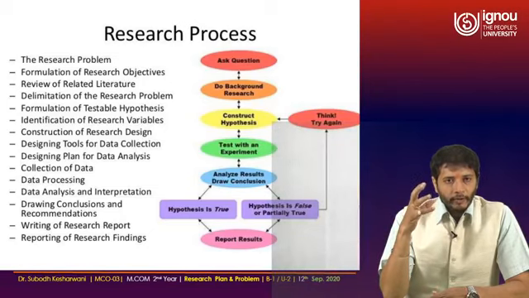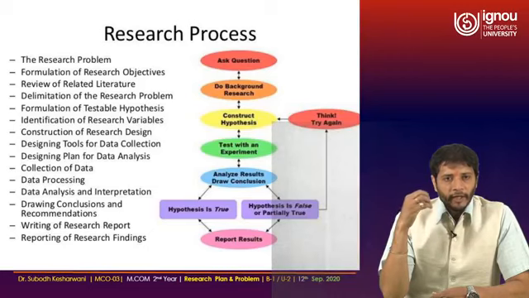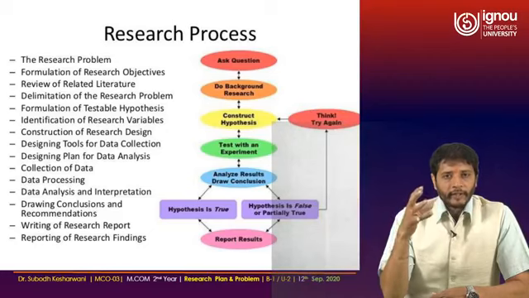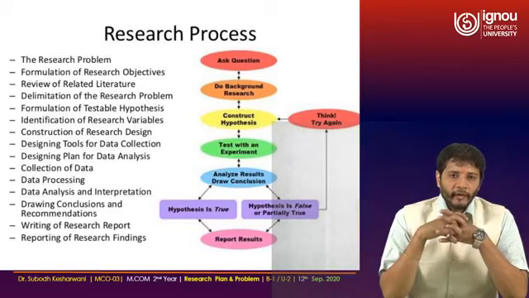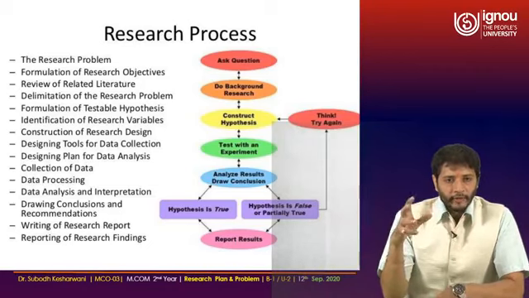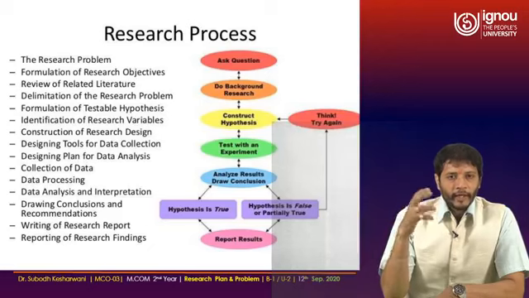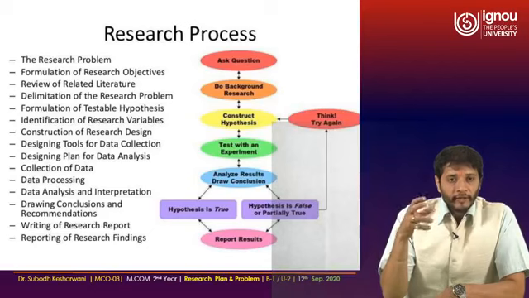So, formulation of research objective is there, literature review is there, then delimitation of research problem is there, then formulation of hypothesis. We will have a separate, dedicated session on hypothesis, and we will see how the hypothesis becomes true, and when the hypothesis becomes false, what exactly we do. So there are null hypothesis, there are alternate hypothesis. So we are going to touch on all the aspects in a very gradual manner, in a very deep manner.